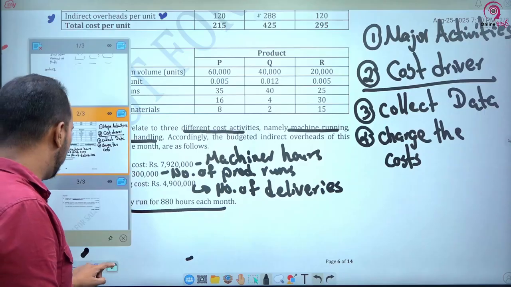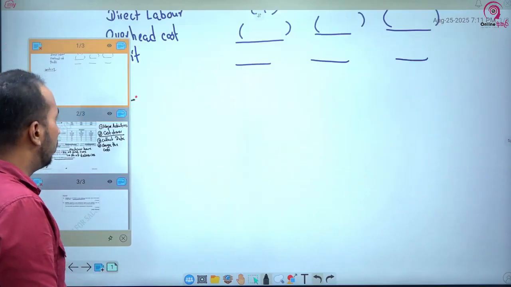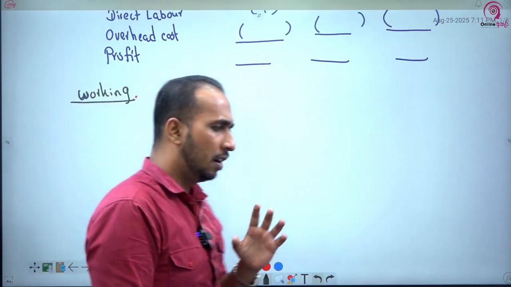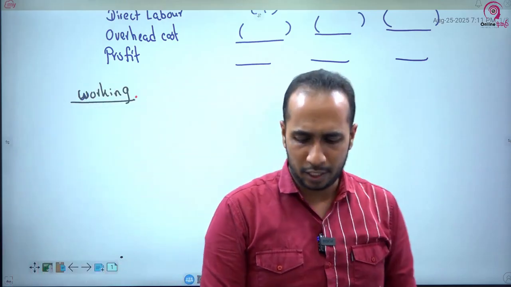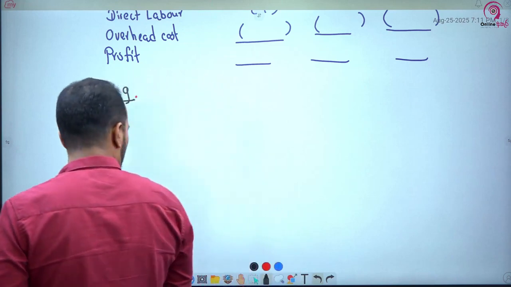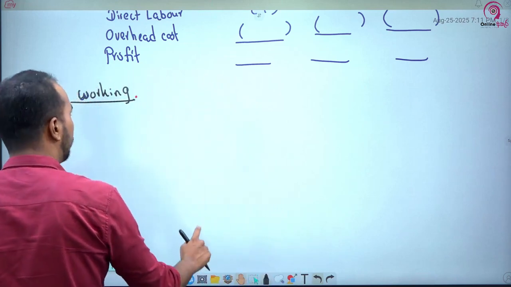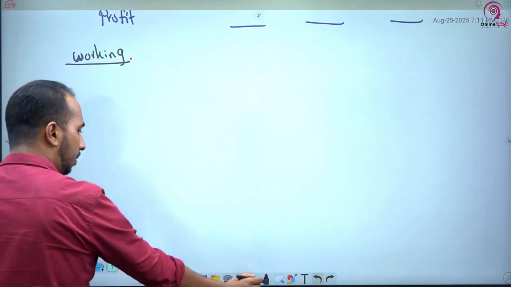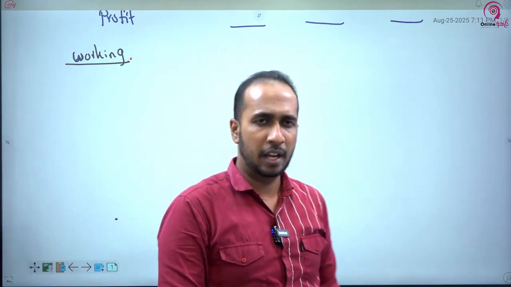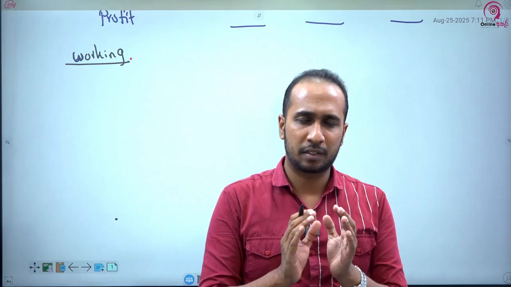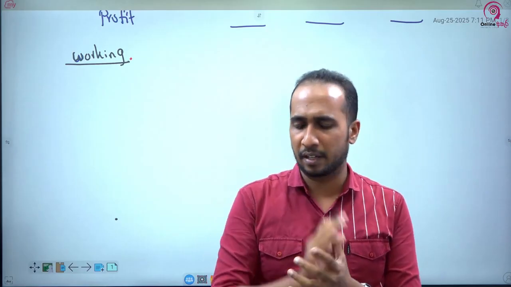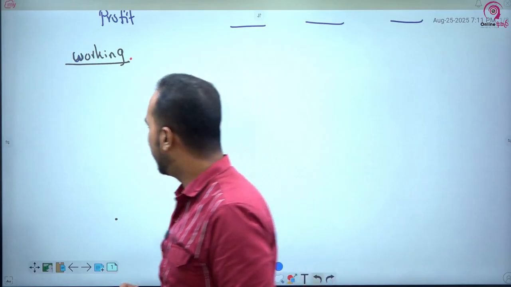Okay, I am moving to our working sheet. In this question, what we have to do is find the overhead cost per unit for each product. So that's what we are going to do. For that, in activity based costing, the very first thing you have to do is find the cost per cost driver. Please understand properly, I am explaining now.